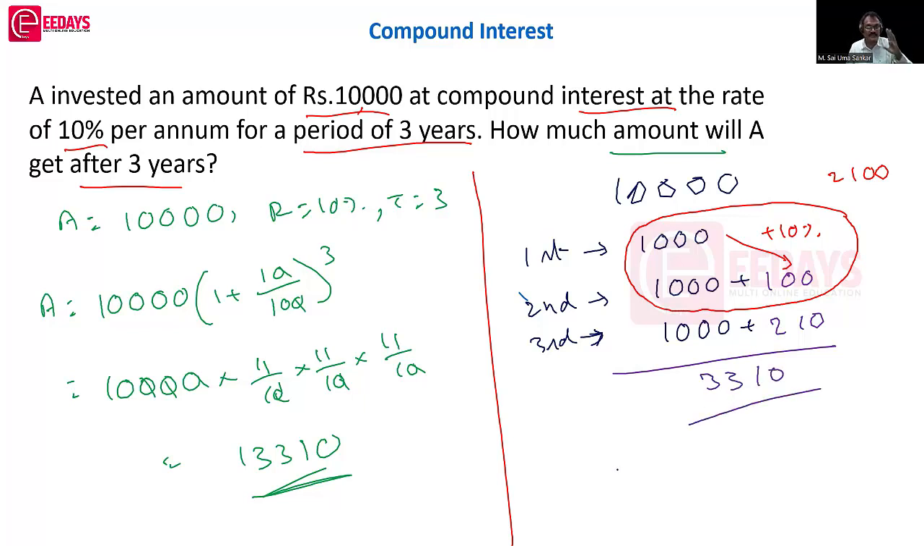But what we required is the total amount. So total amount is equal to principal plus interest, 3,310. So 13,310, which is the required answer. Is it clear? This is the method. But here the principal is 10,000, so this technique is very simple. In some cases, this technique is very simple compared to the formula base. Okay. So better to learn both techniques.